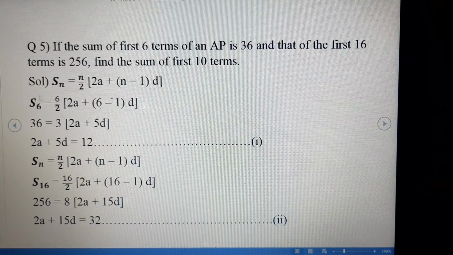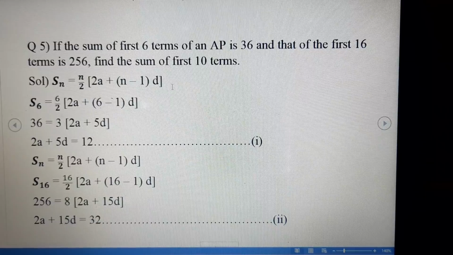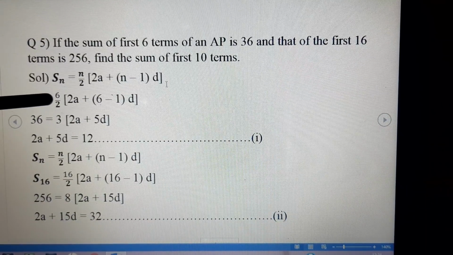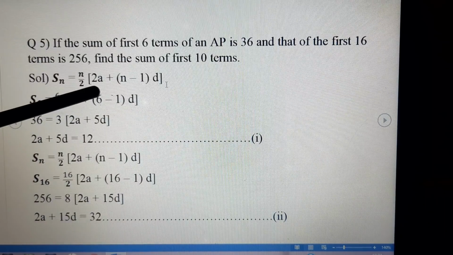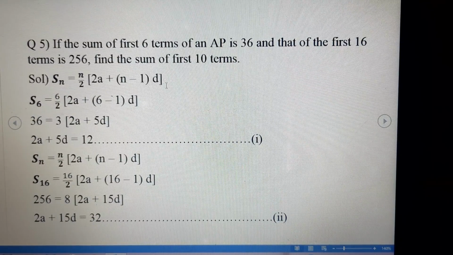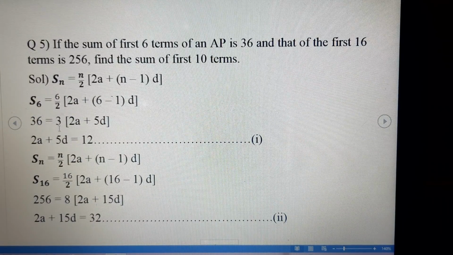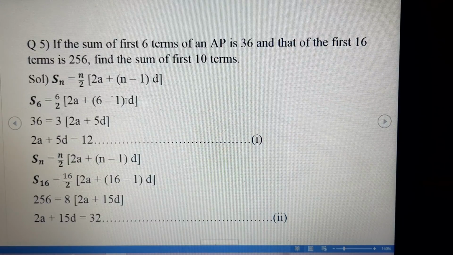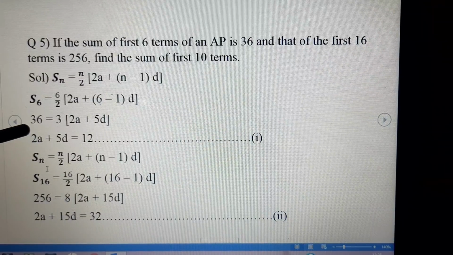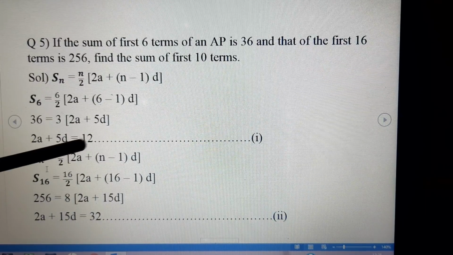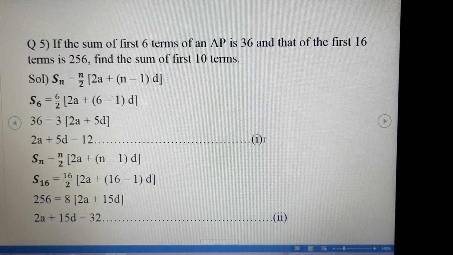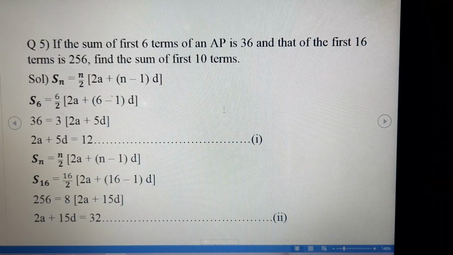Clear? Because they are talking about sum of 6 terms, S6, n will be replaced by 6. We do not know value of a, so 2a plus 6 minus 1 into d. And this becomes 3, 2a plus 5d. 3 will be transferred to the numerator side: 36 upon 3, which is 12. So 2a plus 5d is equal to 12, a linear equation in two variables.